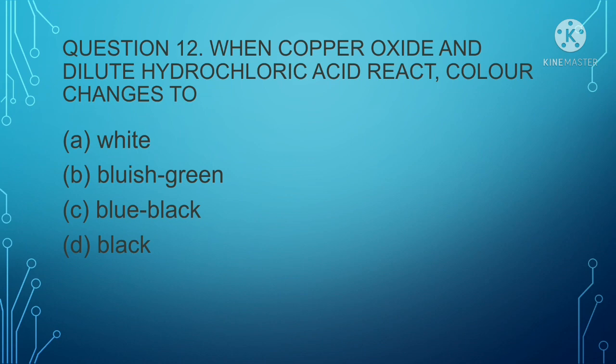Question number 12. When copper oxide and dilute hydrochloric acid react, the color changes to: option A, white, bluish green, blue black, and black color. So when copper oxide reacts with HCl, hydrochloric acid, it becomes bluish green. That is due to the formation of copper chloride. Hence, the correct answer for the given question is bluish green. That is option B.